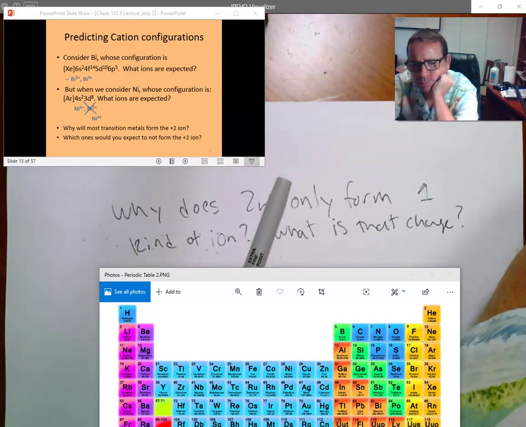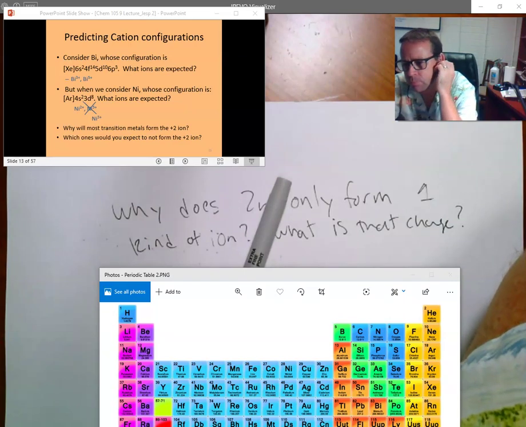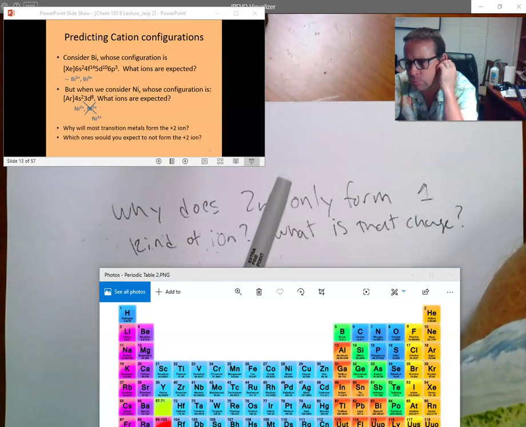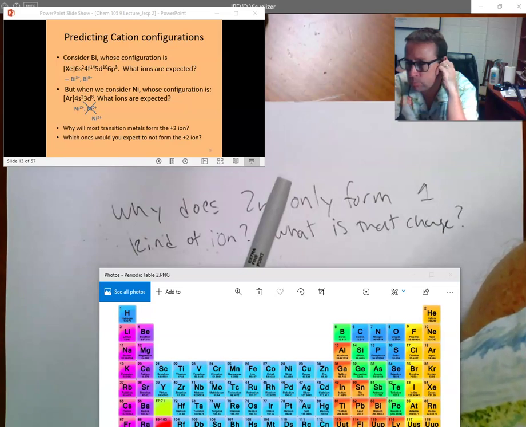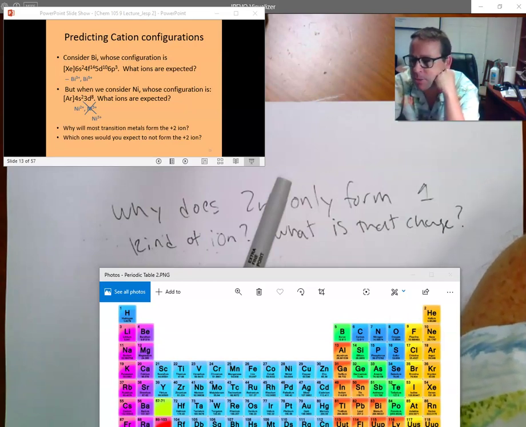So it's argon, and then there's 4s and 3d. So that would be, it's kind of messy, but that's the electron configuration. That's right. Good.